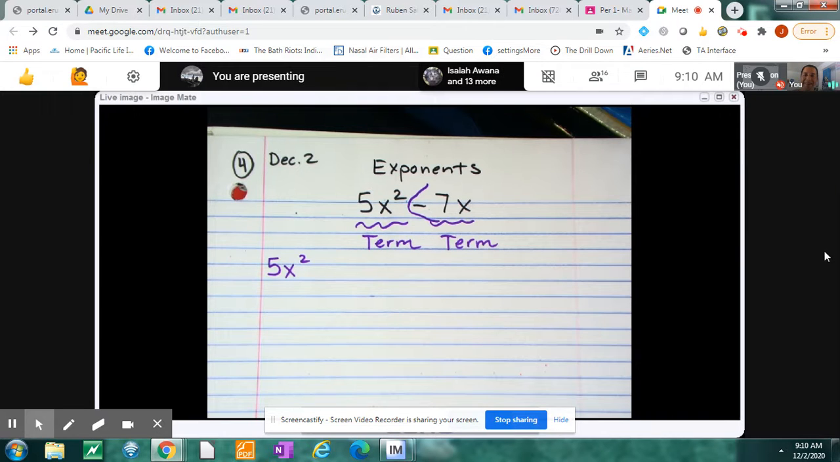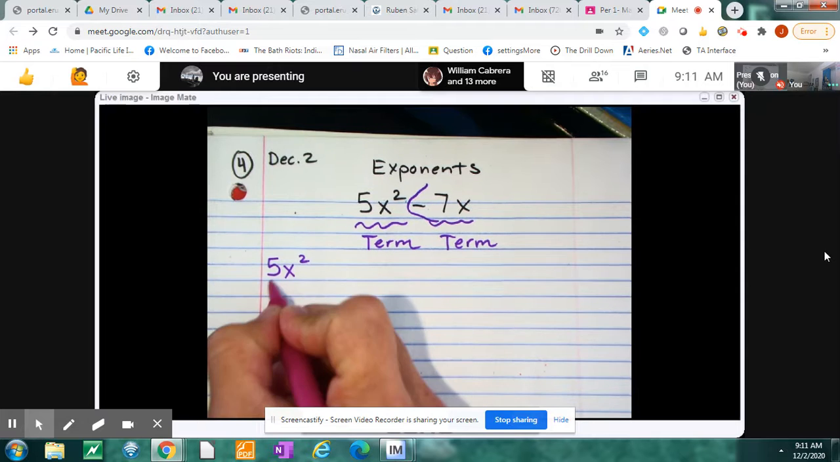So what do you call that 2? Actually, let's start with the 5. It has the value 5, but what is it called? It's a number, but it's right in front of the letter. What is that 5 called? Type it in.